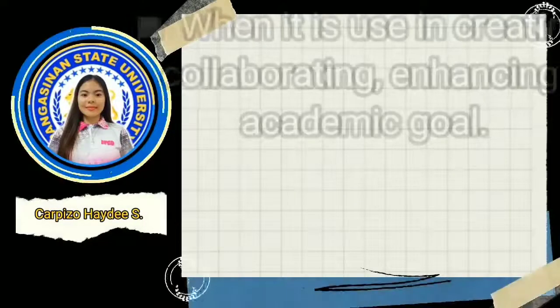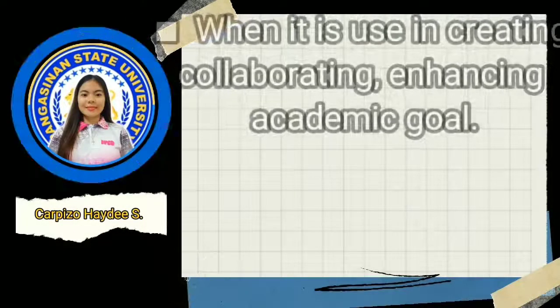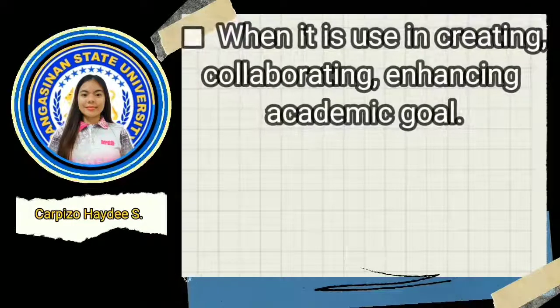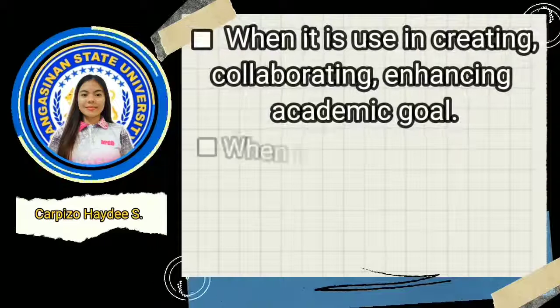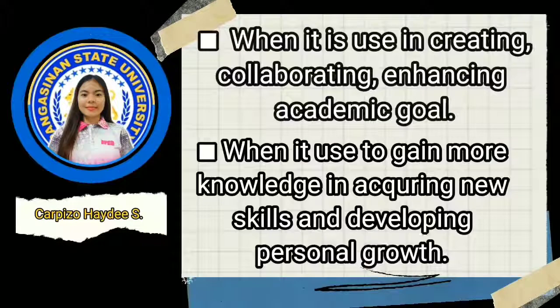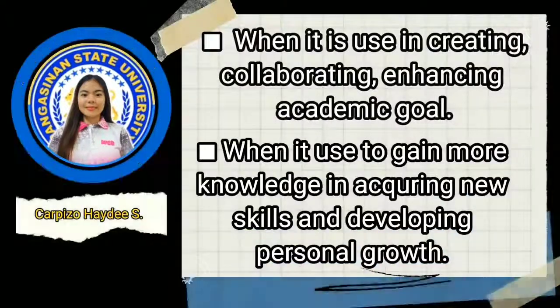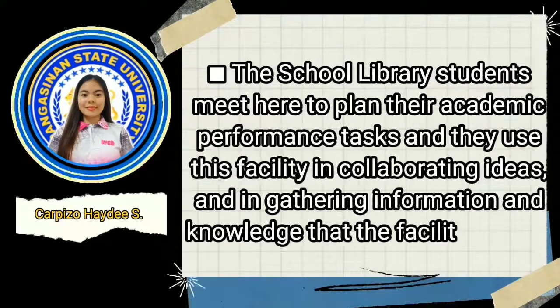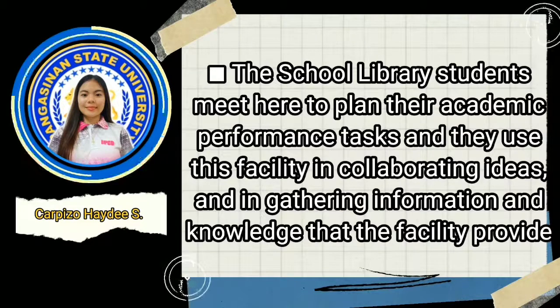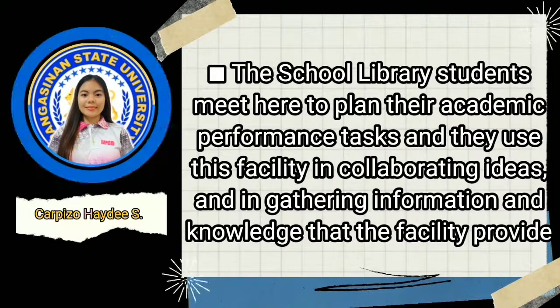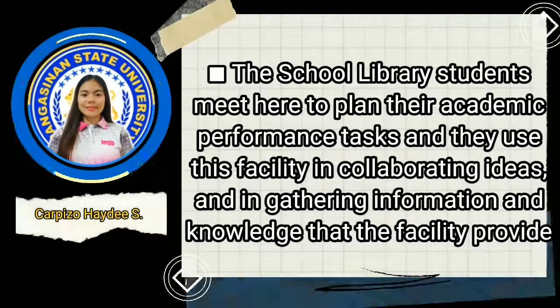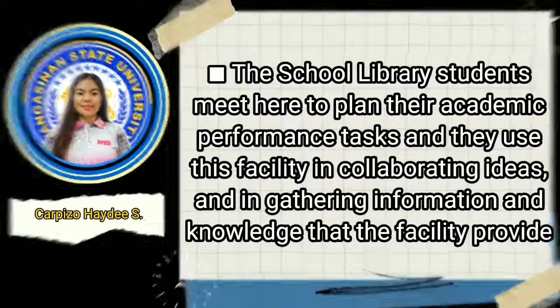We could say that a facility aids learning when it is helpful to everyone, when it is used in creating, collaborating, and enhancing academic goals, when it is used to gain more knowledge, in acquiring new skills, and in developing personal growth. For example, the school library. Students meet here to plan their academic performance tasks, and they use this facility in collaborating ideas and in gathering information and knowledge that the facility provides.